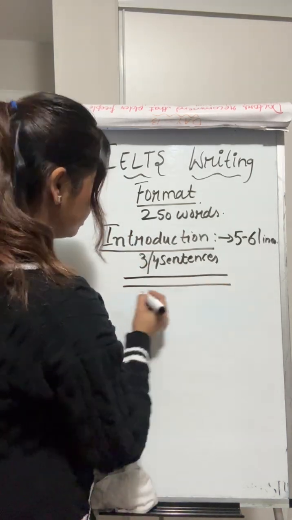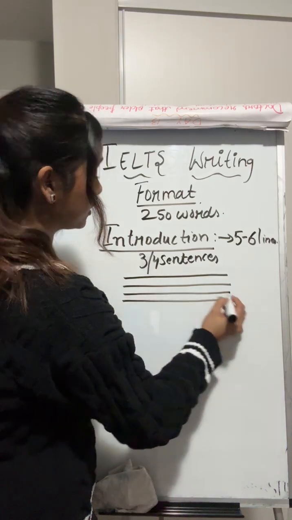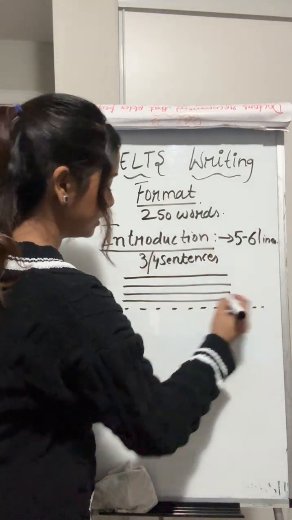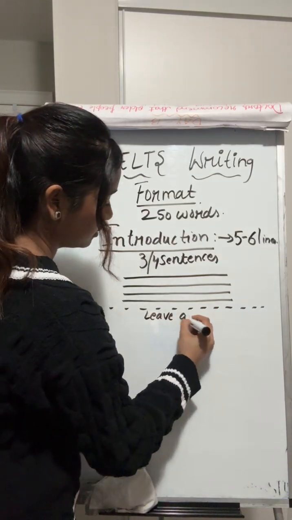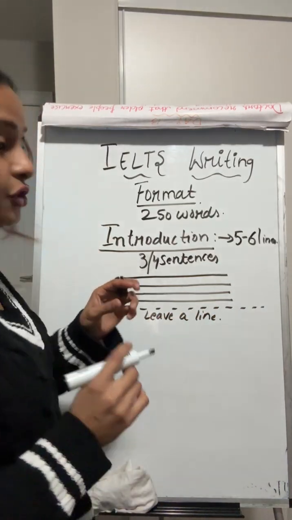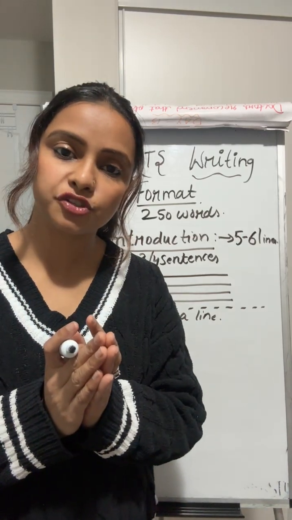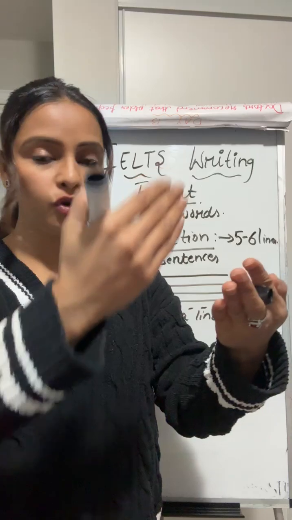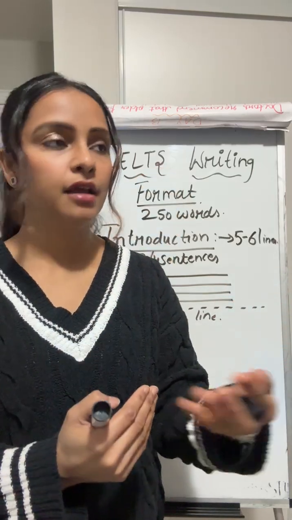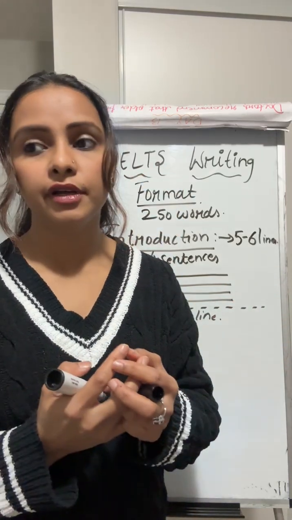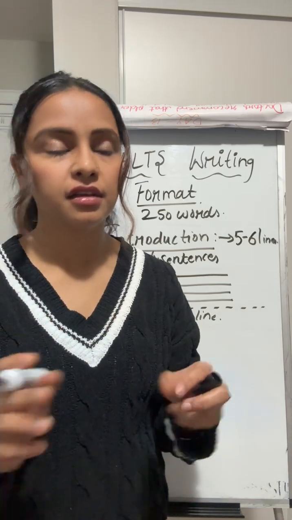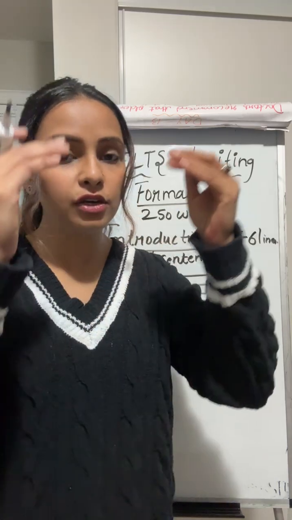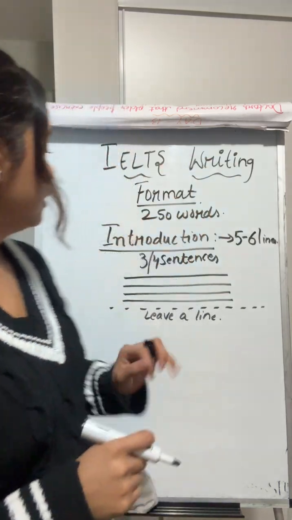After writing 3 to 4 sentences and 5 to 6 lines, you have to leave a line. Your first impression is the last impression. The examiner will not directly start reading what you have written. He or she will first of all look at your essay, how impressive it is. Your handwriting should be good, and there should be no cutting, no mess. And after every paragraph you have to leave a line so that it looks neat and precise.